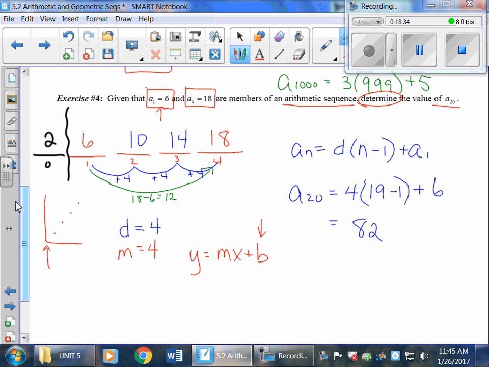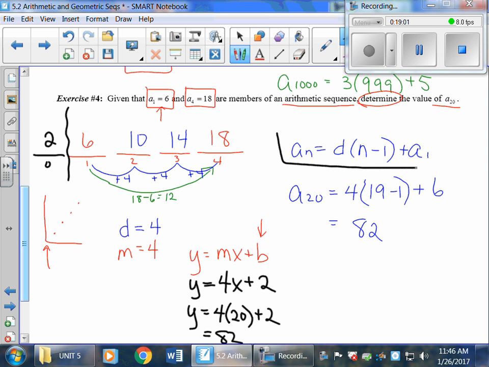So the equation of my line would be y is equal to 4x plus 2. And now if you're looking for the 20th term, you'd say y is equal to 4 times 20 plus 2, which also gives you 82. Remember, I always like to give you more than one option to find things, because if by chance the time comes that you forget this, then this is another way you can go back to.